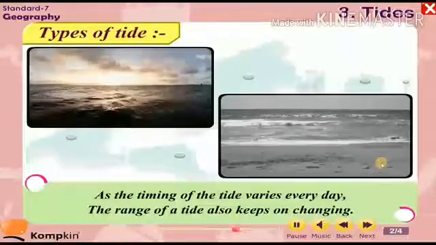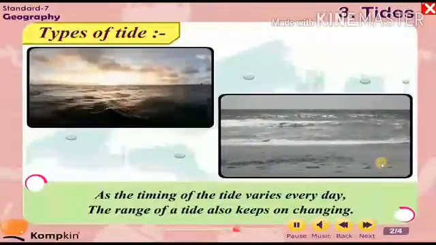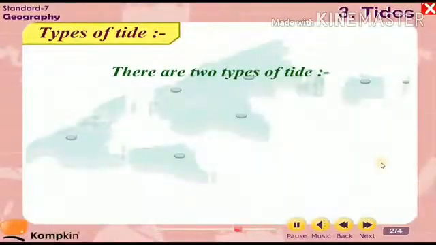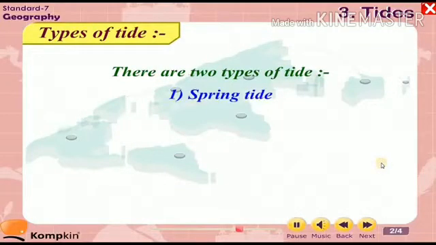Types of tide. As the timing of the tide varies every day, the range of a tide also keeps on changing. There are two types of tide. First, spring tide. Second, neap tide.